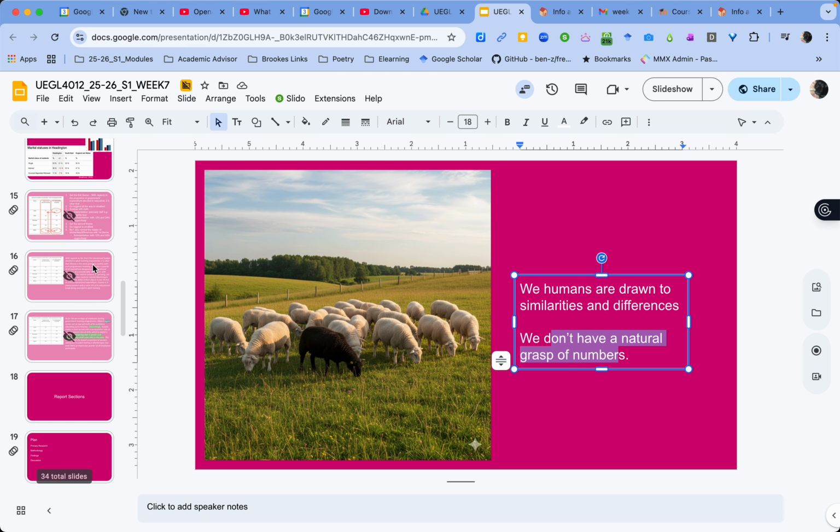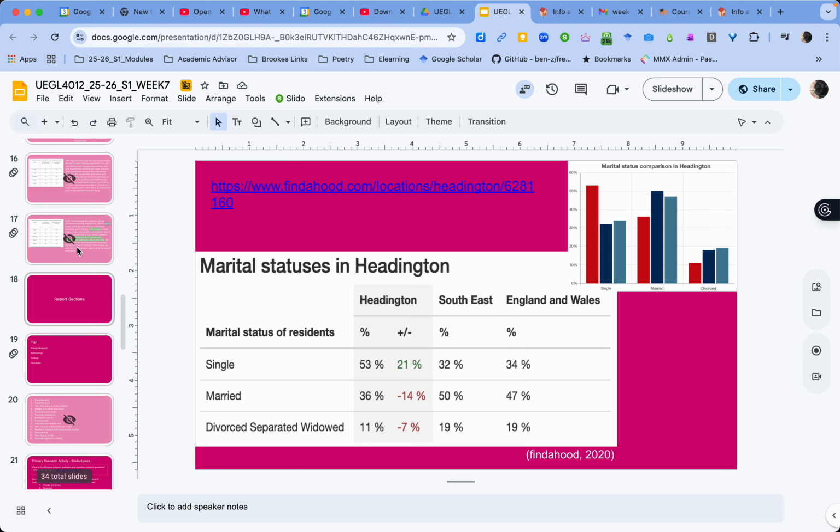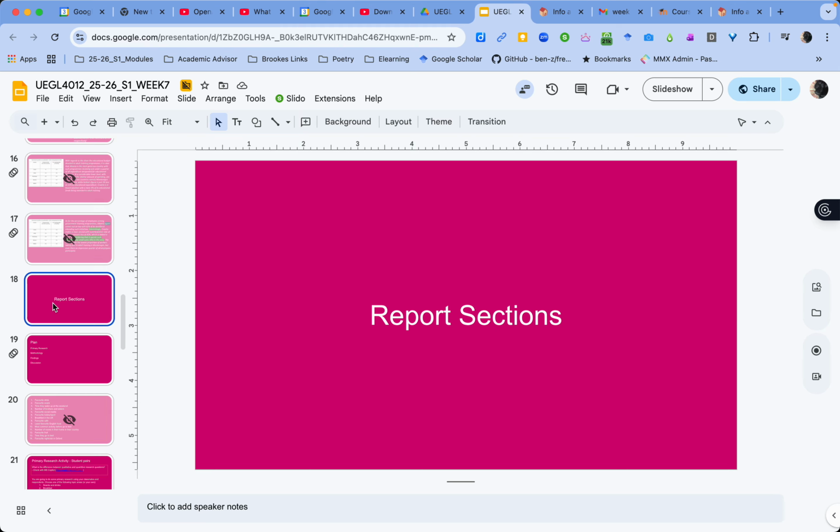And that relates to this activity here, where instead of just saying what the numbers are, they have to compare and make sense of those numbers so that the reader understands them.